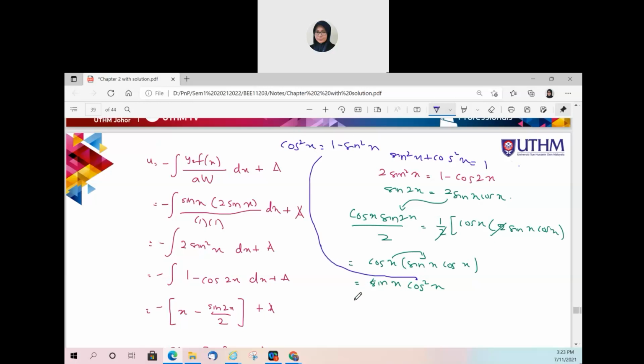Then your equation will be sin x times cos squared x. You replace with 1 minus sin squared x. So 1 minus sin squared x. Then your equation will be sin x minus sin to the power 3 x.